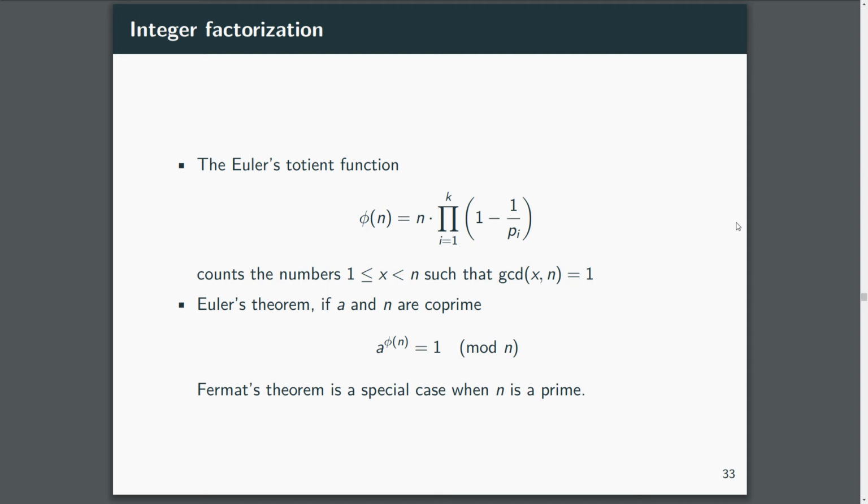We also have Euler's theorem, which says that if a and n are coprime, then a to the power of phi of n is equal to 1 mod n. So we get the identity. And Fermat's theorem is a special case of this, where n is prime. And when n is prime, then phi of n is just n minus 1.